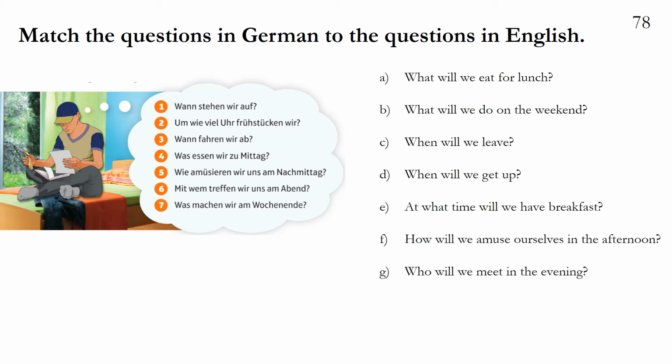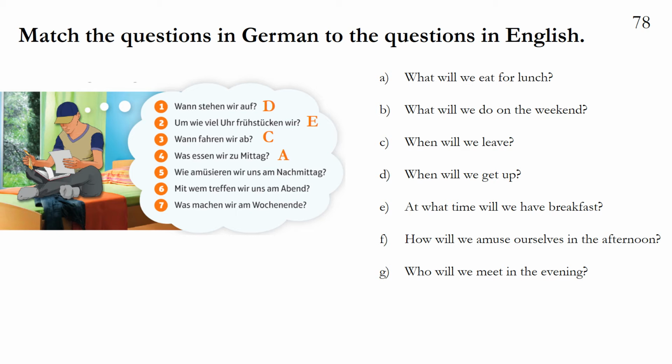Okay, wann stehen wir auf? When will we get up? And that's a separable verb, remember, okay? 2. Wie viel Uhr frühstücken wir? What time will we have breakfast? 3. Wann fahren wir ab? Another separable verb. When will we leave? 4. Was essen wir zu Mittag? What will we eat for lunch?